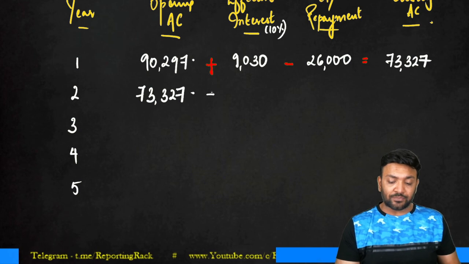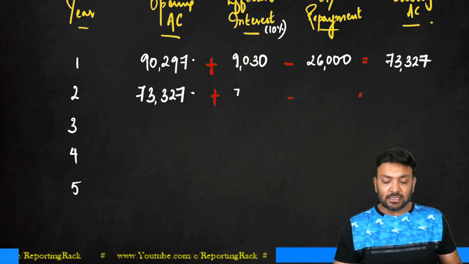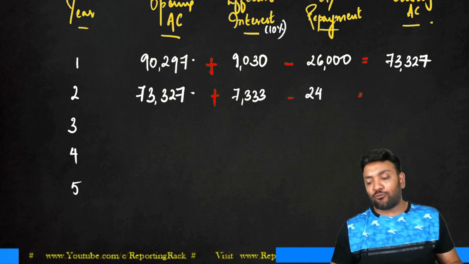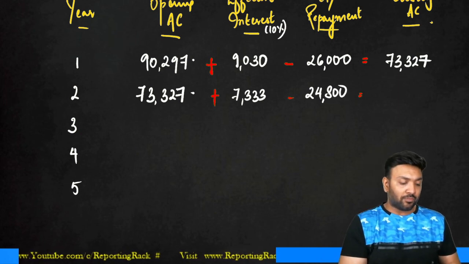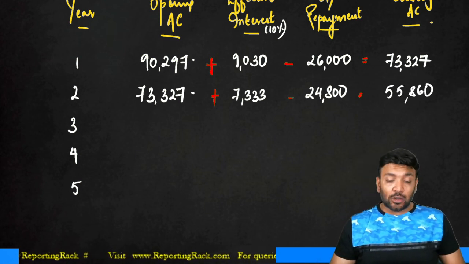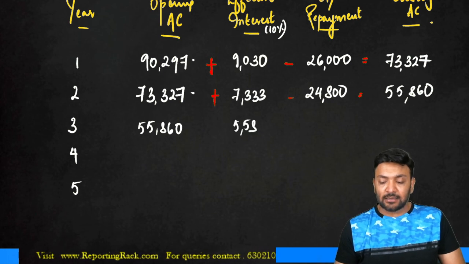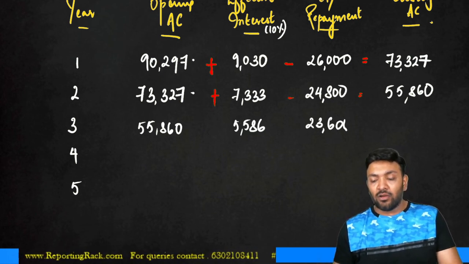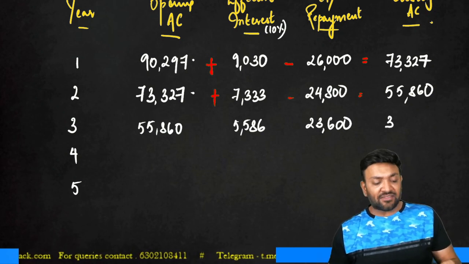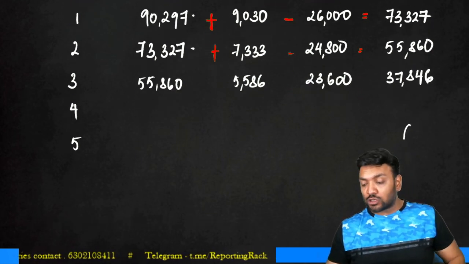Add interest, plus interest is 7,333. Minus repayment 24,800 is 55,860. Like this, if you keep on going, next year it will be 55,860 plus interest 5,586 minus repayment 23,600, which is 37,846. Like this, if you go to the end of the fifth year, your closing amortized cost should become zero.